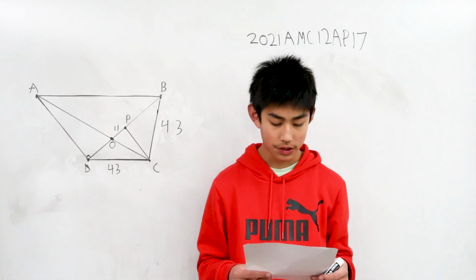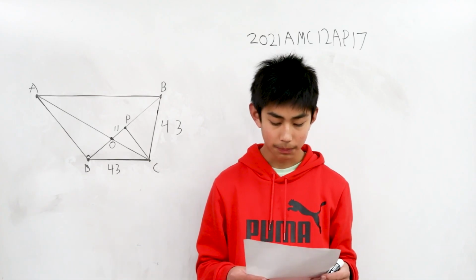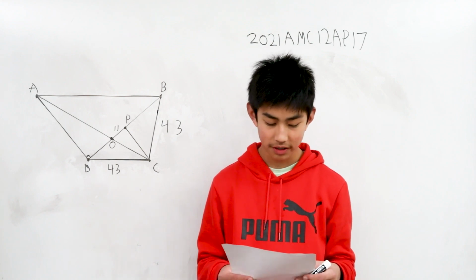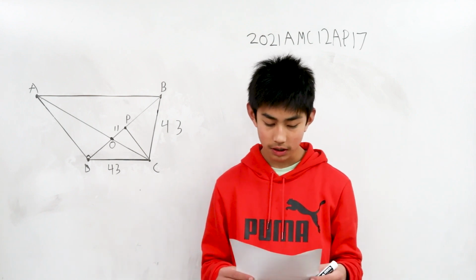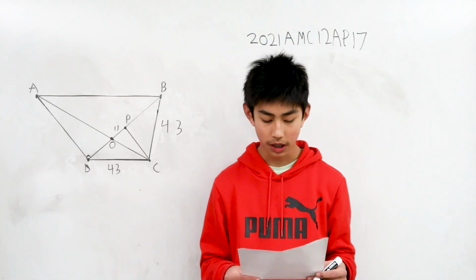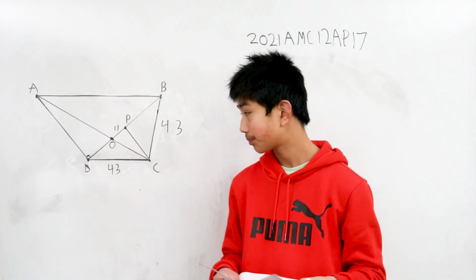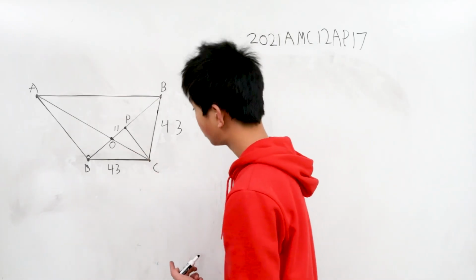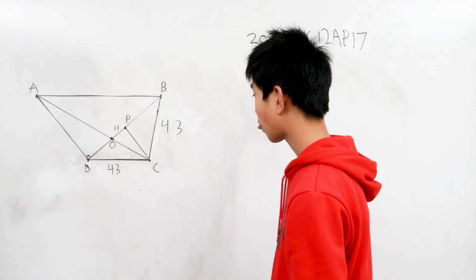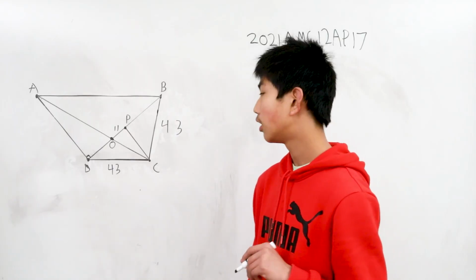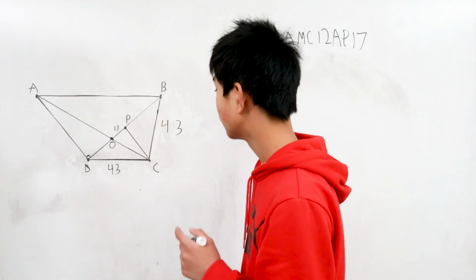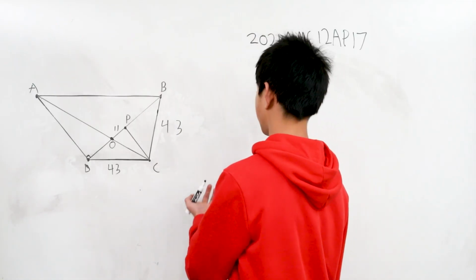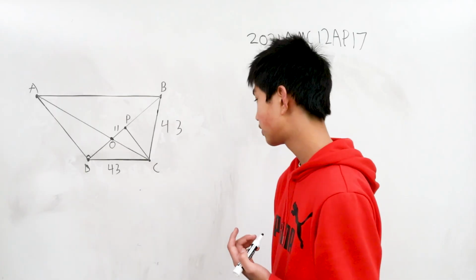Given that OP is 11, the length of AD can be written in the form m root n, where m and n are positive integers, and n is not divisible by the square of any prime. What is m plus n? So here we have a depiction of this trapezoid as shown, and these are all the segments that break it up. First thing we can do is assign variables to some sides.